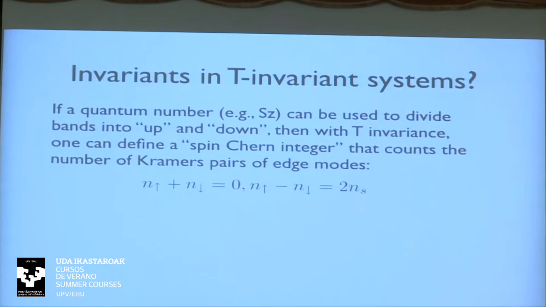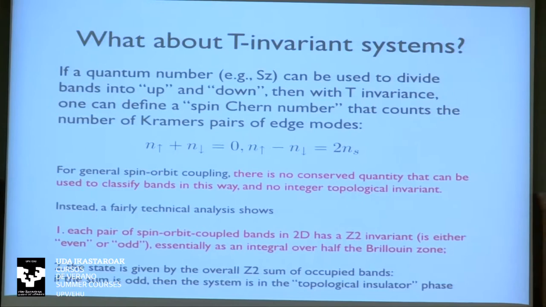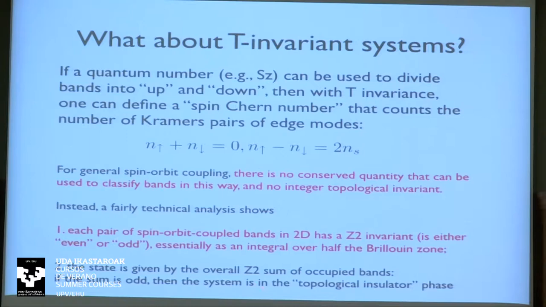But this all disappears. And what you get is that now every pair of bands, in the presence of spin orbit coupling with time reversal, bands naturally come in pairs. They have Kramers degeneracies at points in the Brillouin zone where k is equal to minus k. Anyway, then every pair of bands has a Z2 invariant instead of every band having a Z invariant. And again, just like before, if I have a bunch of occupied bands, I add up their Z2 numbers. And that tells me whether I'm an ordinary insulator or a topological insulator.